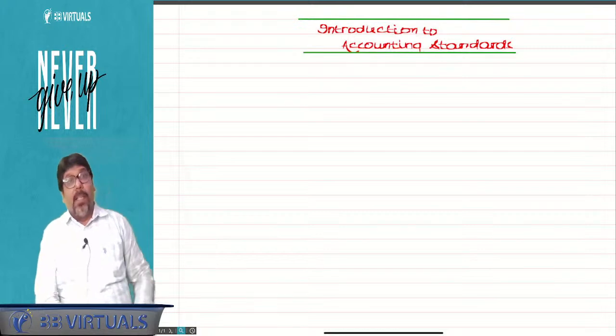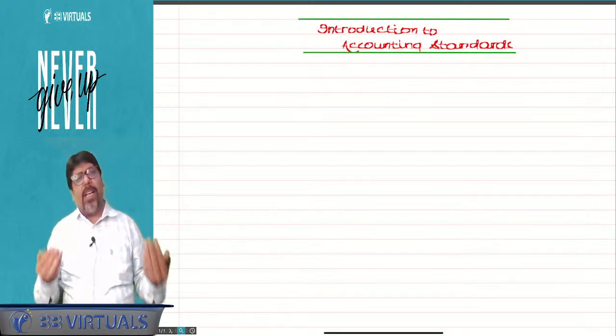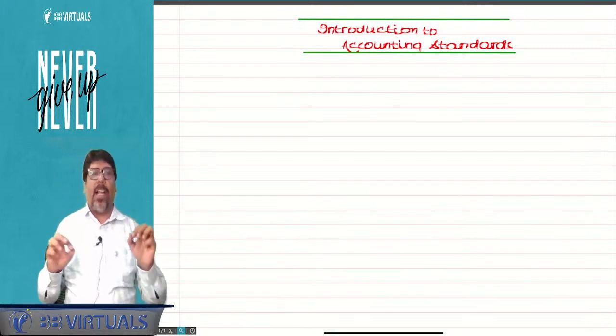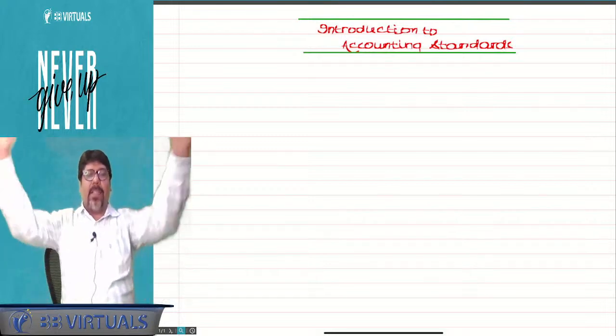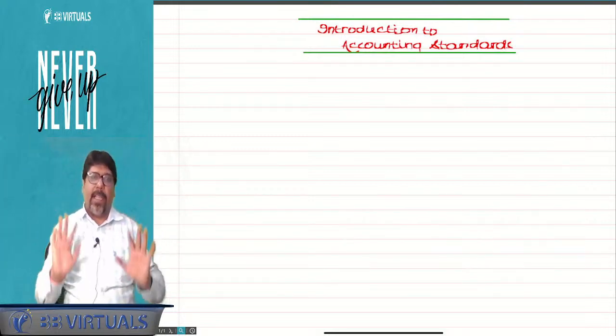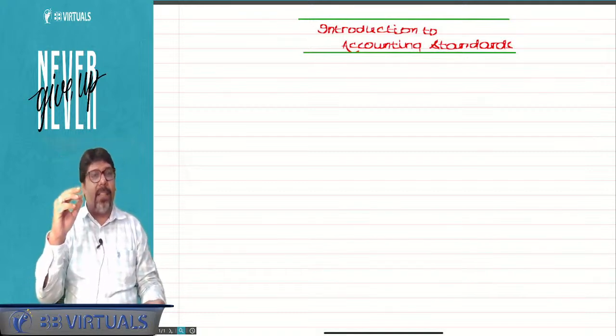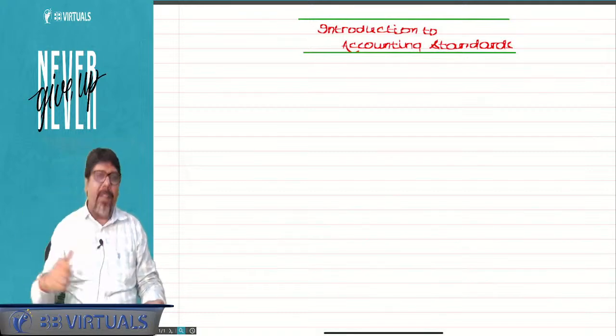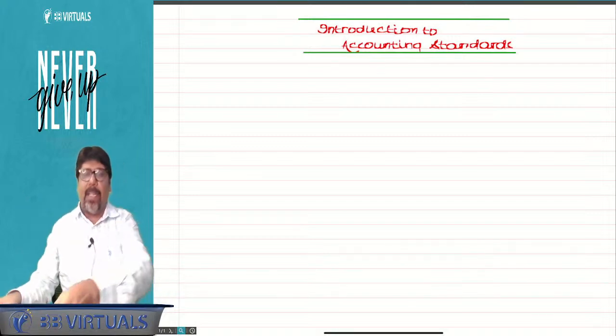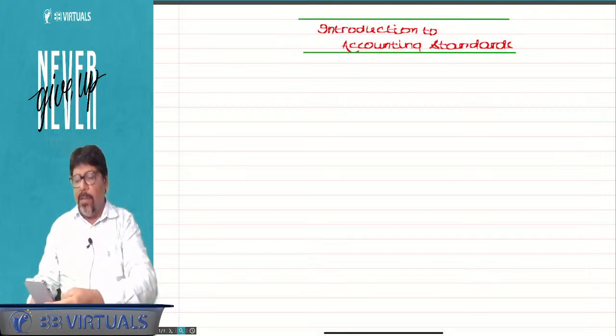Accounting, we know from childhood we are doing journal, ledger, trial balance, trading, P&L, balance sheet. Correct? From childhood you are doing this. So first let us understand accounting, and then we will enter accounting standards. Am I clear, chartered?